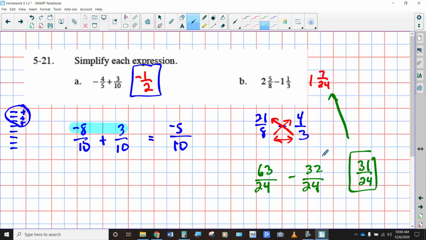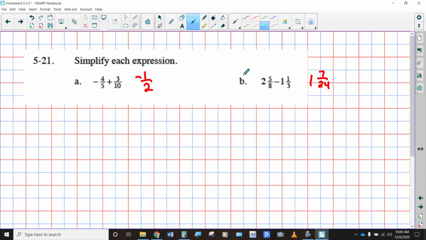But if you rewrite it as a mixed number, 24 goes into 31 one time with a remainder of 7. So it's 1 and 7/24. That's a way I recommend you do it. And then you don't ever have to worry about borrowing from the whole number. But in this case, I don't think you really needed to borrow from the whole number.